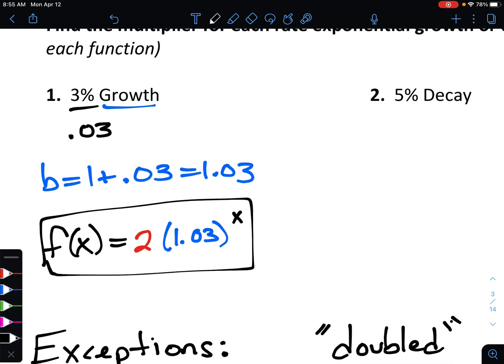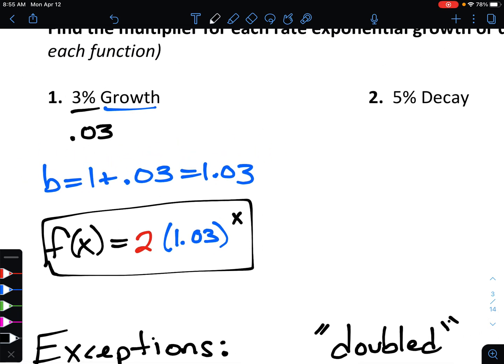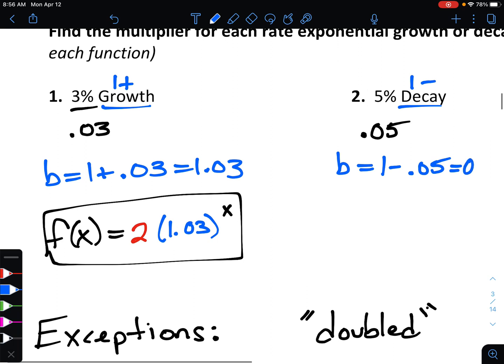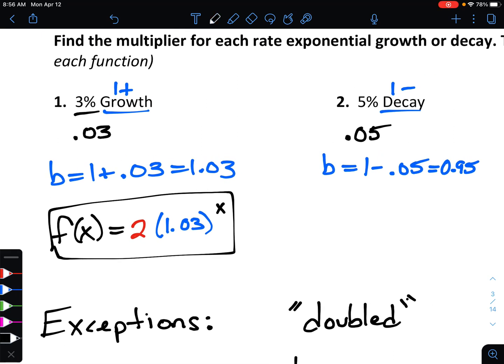All right, let's look to see what we would do if it was decay instead. So number 2, let's say we had 5% decay. Well, first of all, 5% as a decimal is going to be 0.05. And so if we want to find our base, since it's this time decay, that'll indicate 1 minus, whereas on number 1, growth told us to take 1 plus our rate. So 1 minus our rate is 1 minus 0.05, and that's going to be 0.95. So there's going to be our multiplier for number 2.